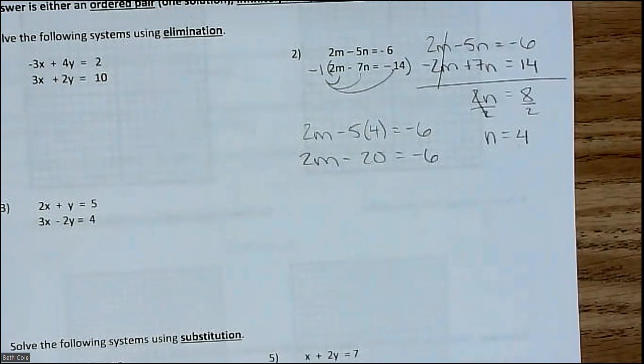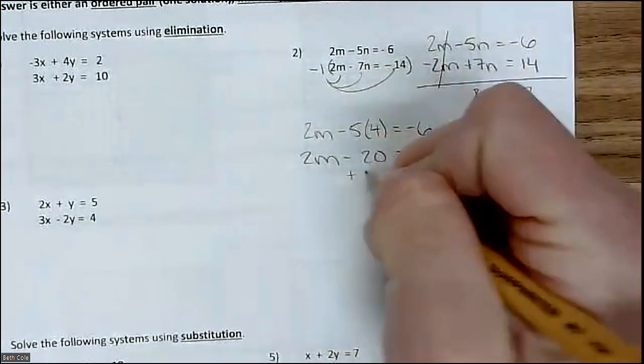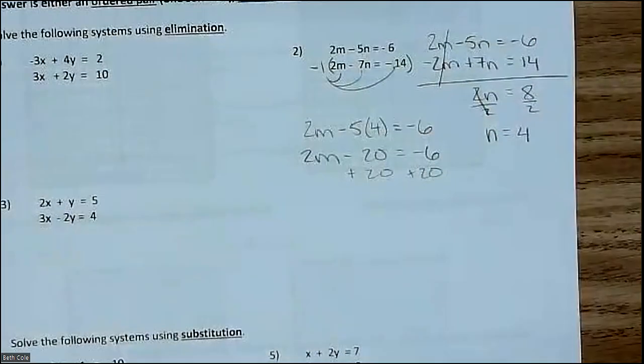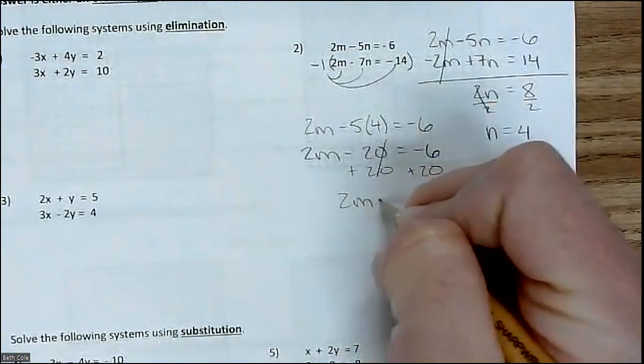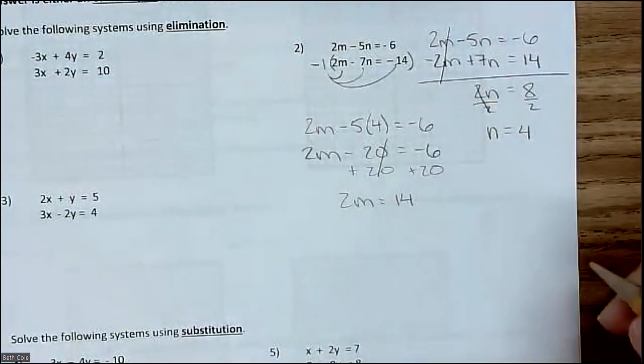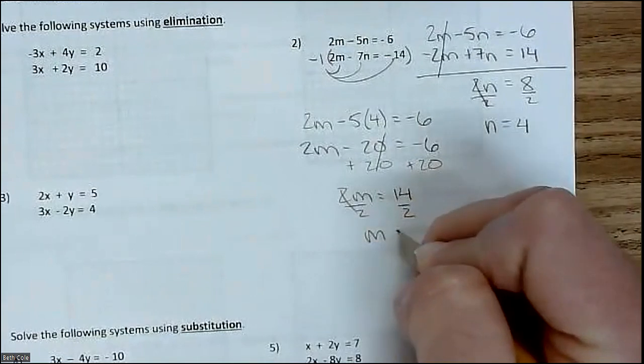And then what? Add 20. And you guys can't fool me that you don't know how to solve an equation because I gave you that midterm assessment on the equations and you guys all destroyed it. Okay, so I know you know how to do that. So 2m equals 14. Divide by 2, m is 7.